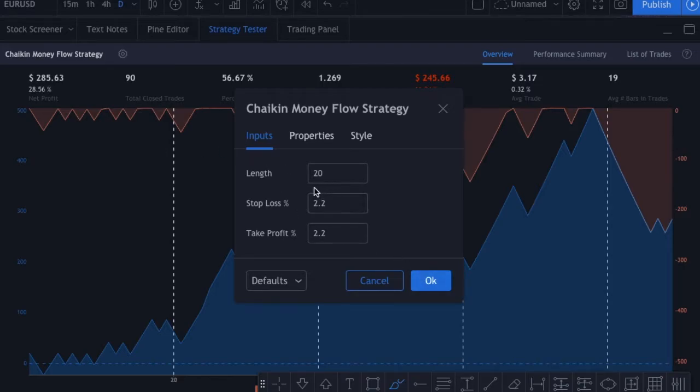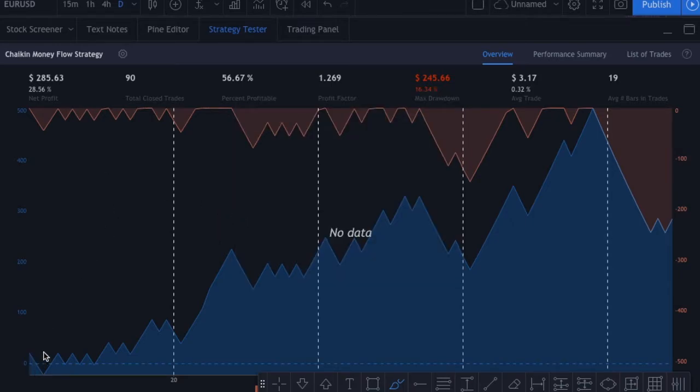This is probably the best result for the default settings of an indicator that I've seen for a little bit anyway. Okay, so we start here. We went up a little bit. There's a little bit of a drawdown. We actually had a 16.34% drawdown, so that's fairly significant. And then we're back up again, so we're up for a total of 28.56%.